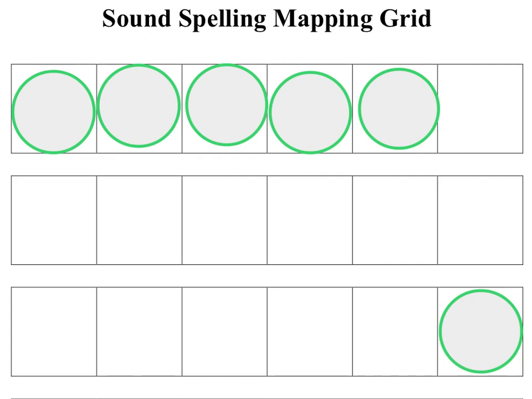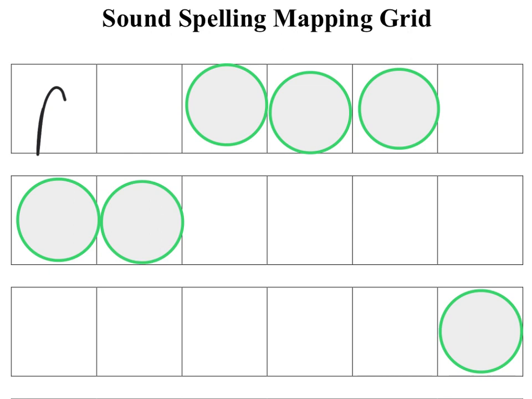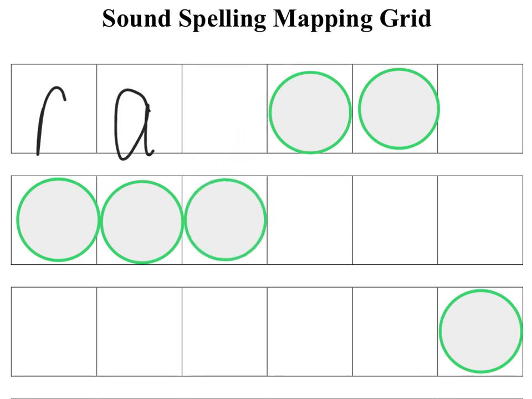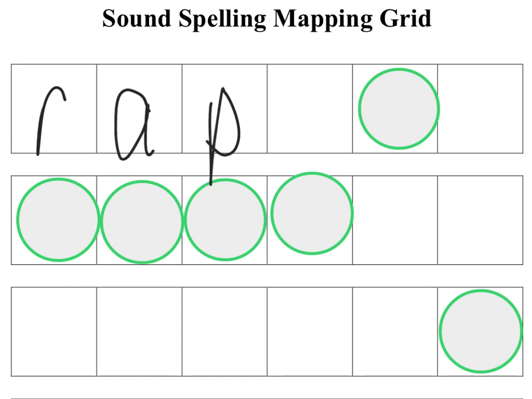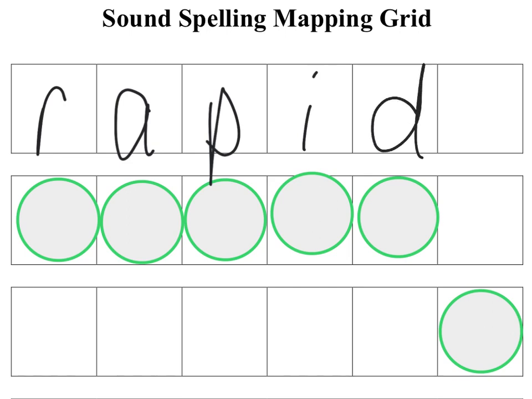Now I'm going to bring down. What letter makes R? R. What letter makes A? A. P. What letter makes P? I. What letter makes I? And D. What letter makes D?